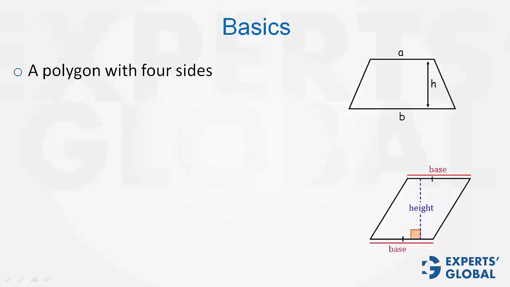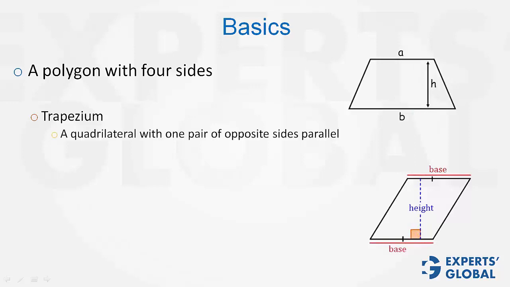A polygon with 4 sides is a quadrilateral. A trapezium is a quadrilateral whose 2 sides are parallel. So this side and this side, these two are parallel, and the area is 1/2 (A plus B) times H. It is half the sum of parallel sides times the vertical distance between the 2 sides.